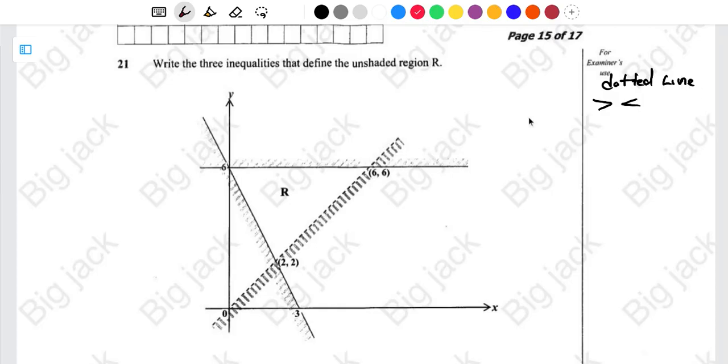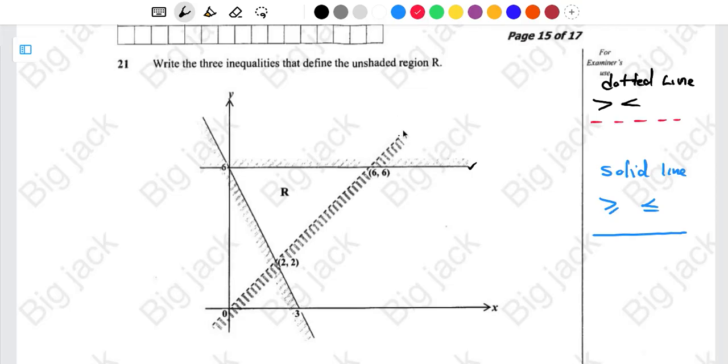Then whenever you see a solid line, we're talking about the solid line, you have to use greater than or equal to or less than or equal to. A solid line looks something like this. So we have to identify here that this is the solid line, this is the dotted line.